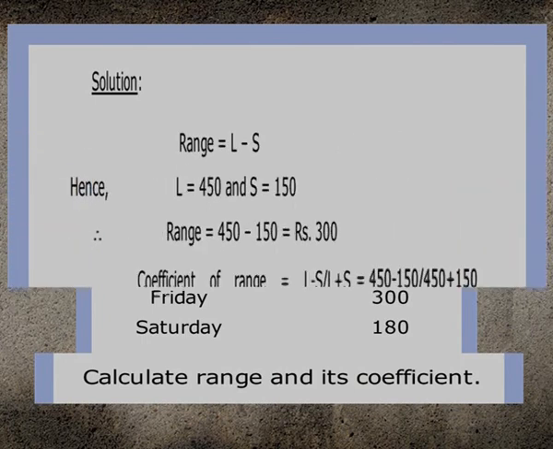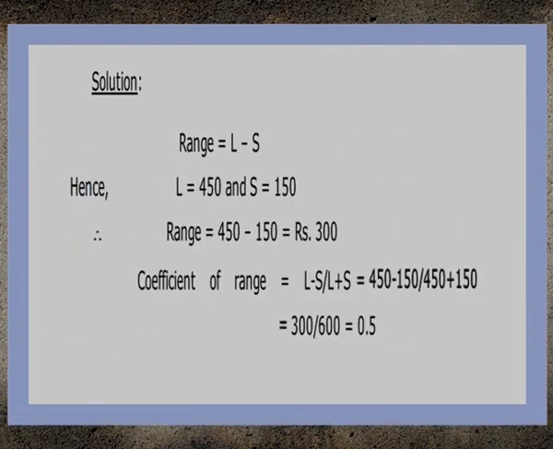Let's see the solution. We have the formula for range: L minus S. Here L is 450 and S is 150. So range will be 450 minus 150, which gives you rupees 300. Also calculate the coefficient of range, which is calculated as L minus S divided by L plus S. That is equal to 450 minus 150 divided by 450 plus 150, which gives you 300 upon 600, that is equal to 0.5.